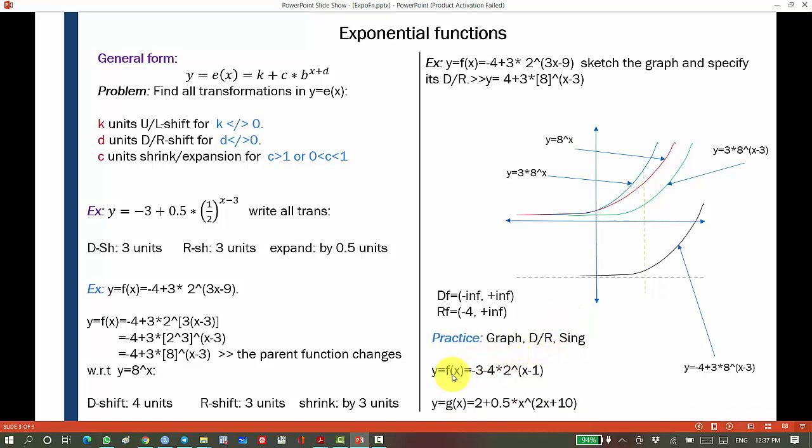Practice for you, consider the following exponential functions, sketch their graph, specify their domain and range, and study their sign. y is equal to f of x equals minus 3 minus 4 times 2 to the power x minus 1. y is equal to g of x is equal to 2 plus 0.5 times 2 to the power 2x plus 10.